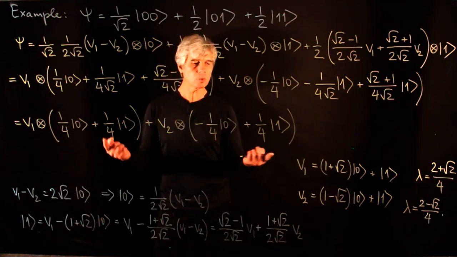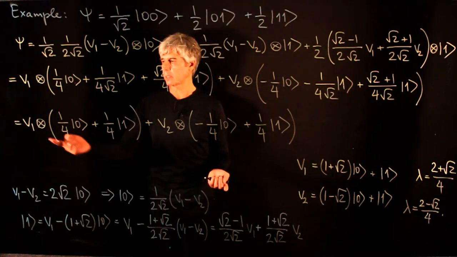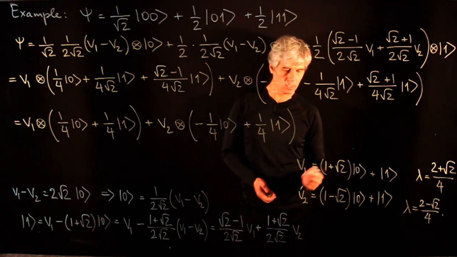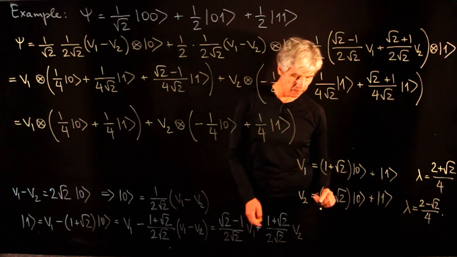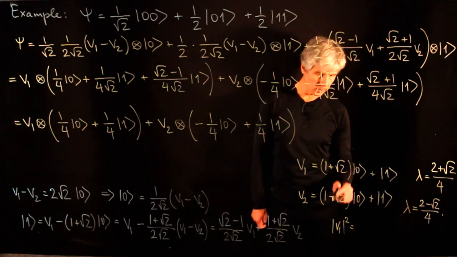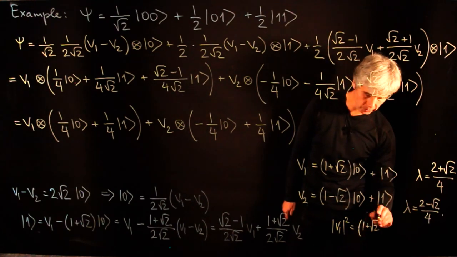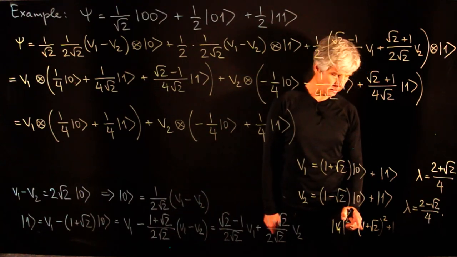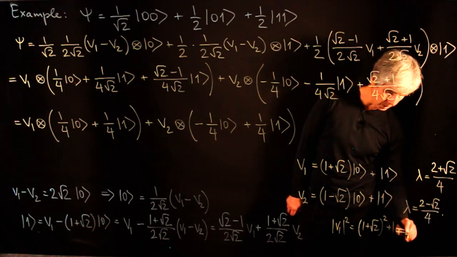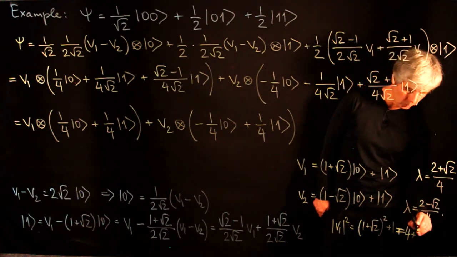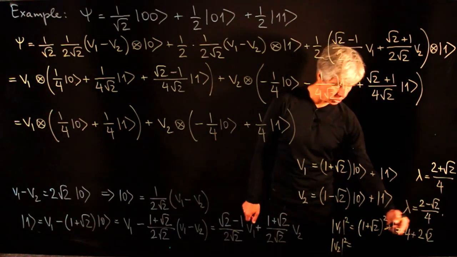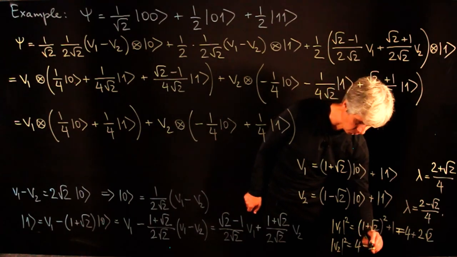And the last thing to do is to normalize all the vectors involved. So in particular, you see, these vectors are not normalized, right? So these are not unit vectors. So they need to be normalized. Now, what is the norm of V1 squared? So this is equal to 1 plus square root of 2 squared plus 1. So this is 1 plus 2 plus 1. So that's 4. So this equals 4 plus 2 square root of 2. And the norm of V2 squared, well, we just change the sign here. It will be 4 minus 2 square root of 2.